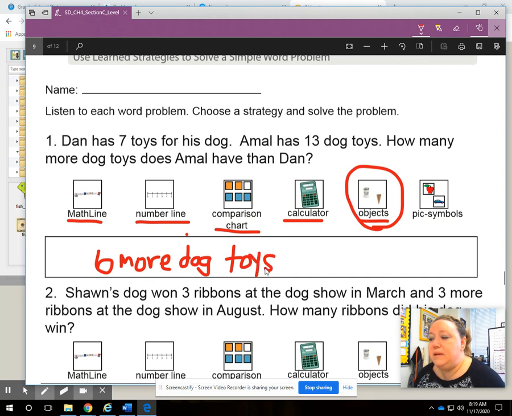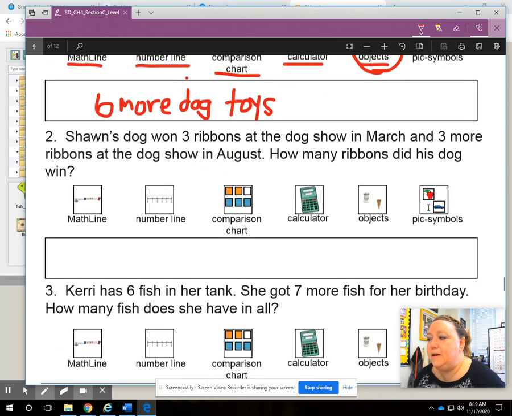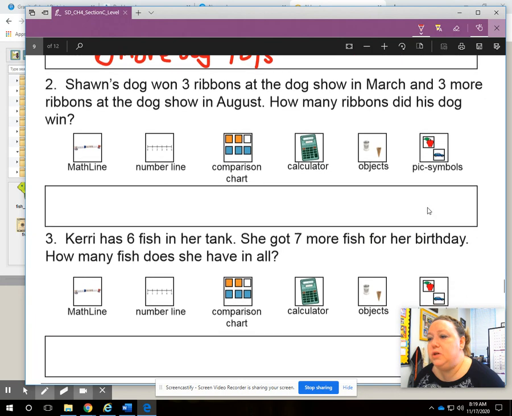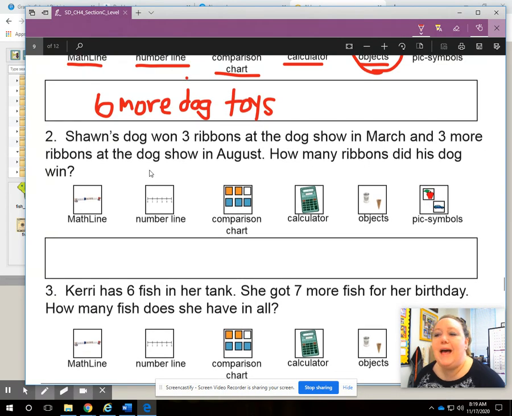And I was able to figure that out by using the objects strategy, okay? Okay, number 2. Sean's dog won 3 ribbons at the dog show in March and 3 more ribbons at the dog show in August. How many ribbons did his dog win?